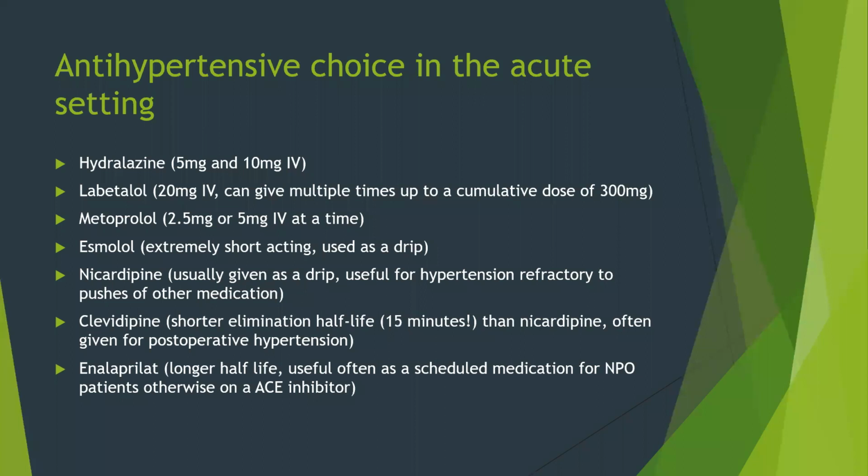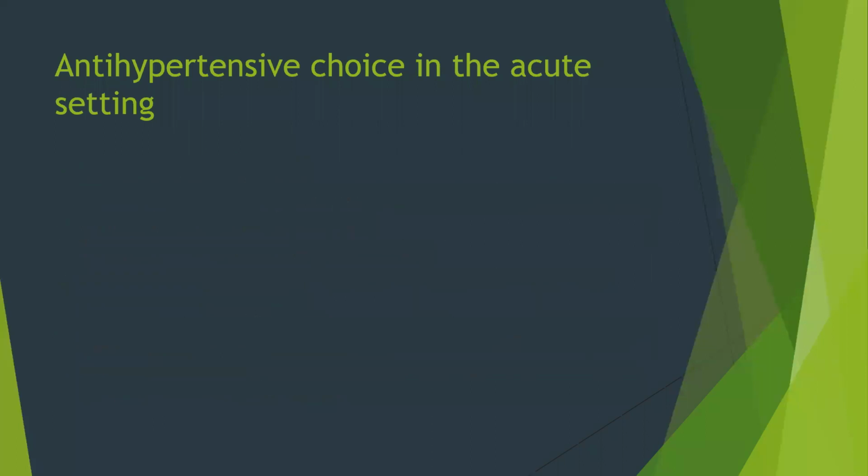Enalaprilat, another one that's kind of useful, especially for NPO patients. I like using it. If the patient was on an ACE inhibitor previously and they're NPO now, this is actually a drug you can schedule and use as a replacement for the ACE inhibitor. It's an IV ACE inhibitor. But obviously it's contraindicated in AKI, so that's one of the cases you don't want to use it.